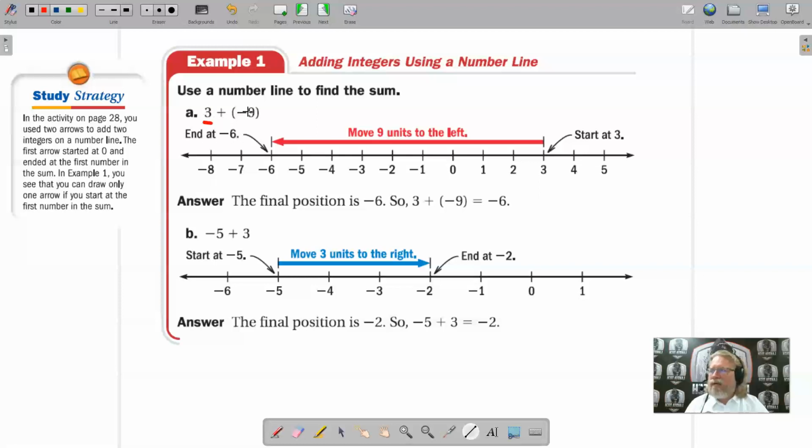We call these two numbers being added to each other. The numbers being added together are the add-ins, and the result is what we call a sum, S-U-M. So they're saying instead of using two lines, just start at the location of the first number, like +3 or -5, and then move right or left depending upon if it's a positive or a negative number.